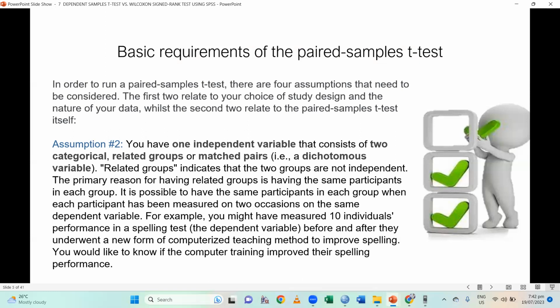It is possible to have the same participants in each group when each participant has been measured on two occasions on the same dependent variable. For example, you might have measured 10 individuals' performance in a spelling test before and after they underwent a new form of computerized teaching method to improve spelling. You would like to know if the computer training improved their spelling performance.